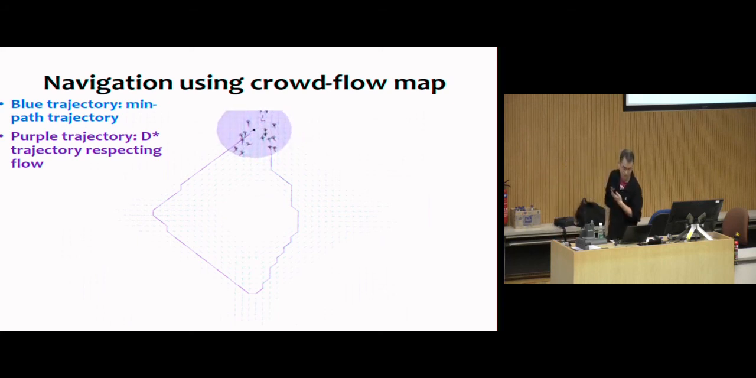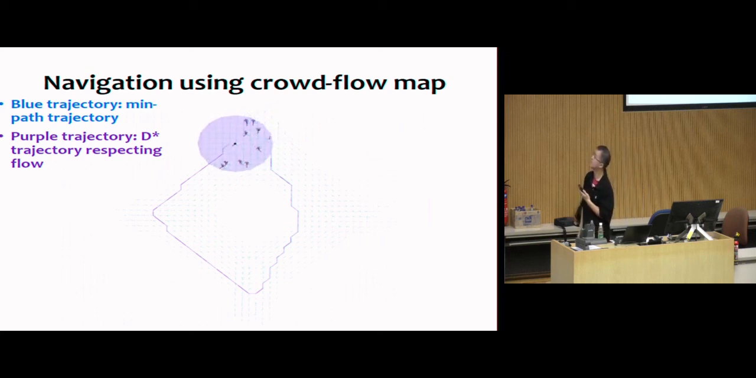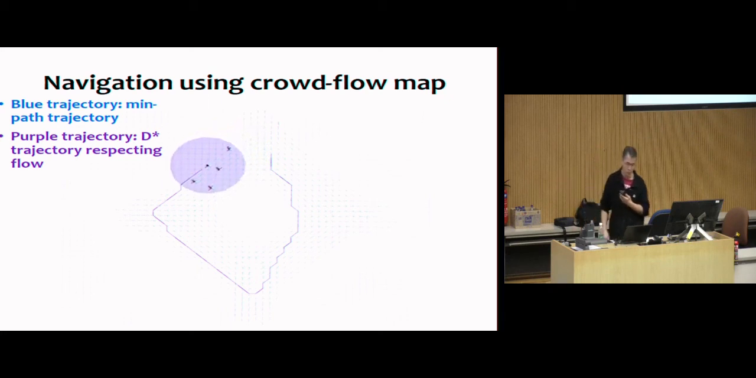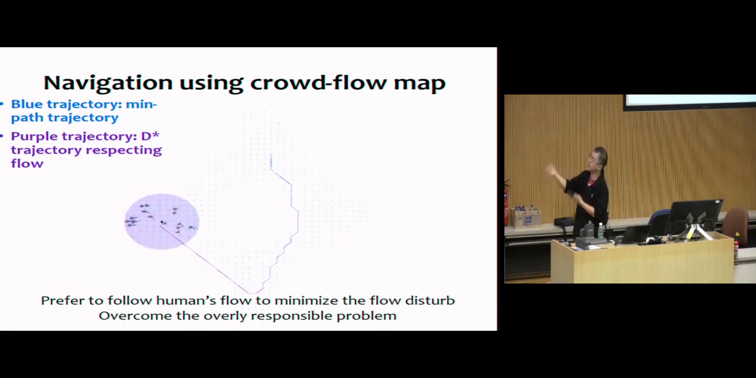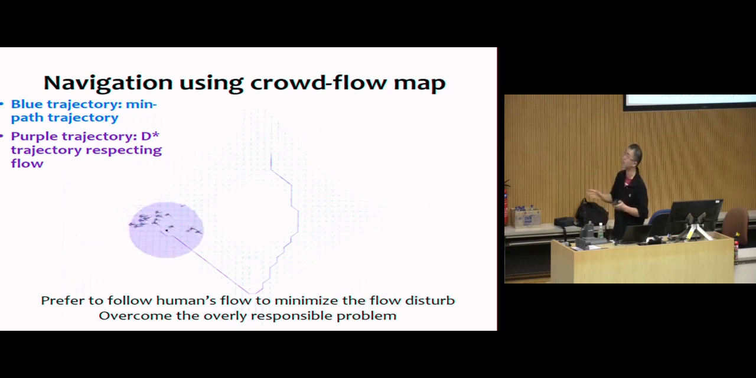As you can see, the robot will navigate along this trajectory, and if it observes different flows, it will also use control or reinforcement learning to change its trajectory. In this way, the robot will prefer to follow the human flow to minimize the disturbance to the human flow, so that you can maximize the efficiency of the entire crowd.